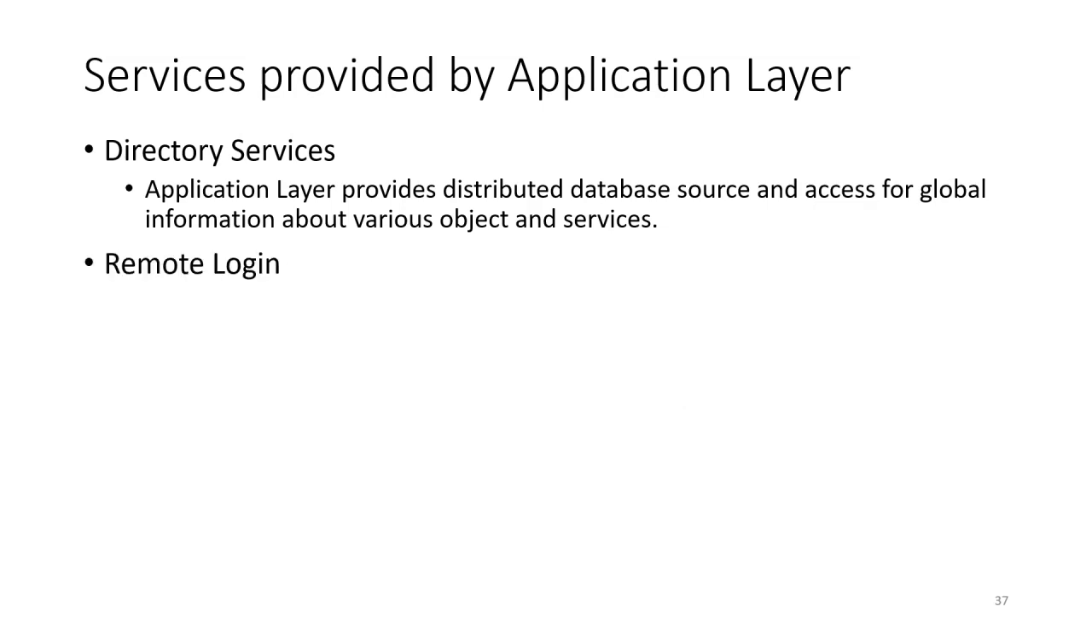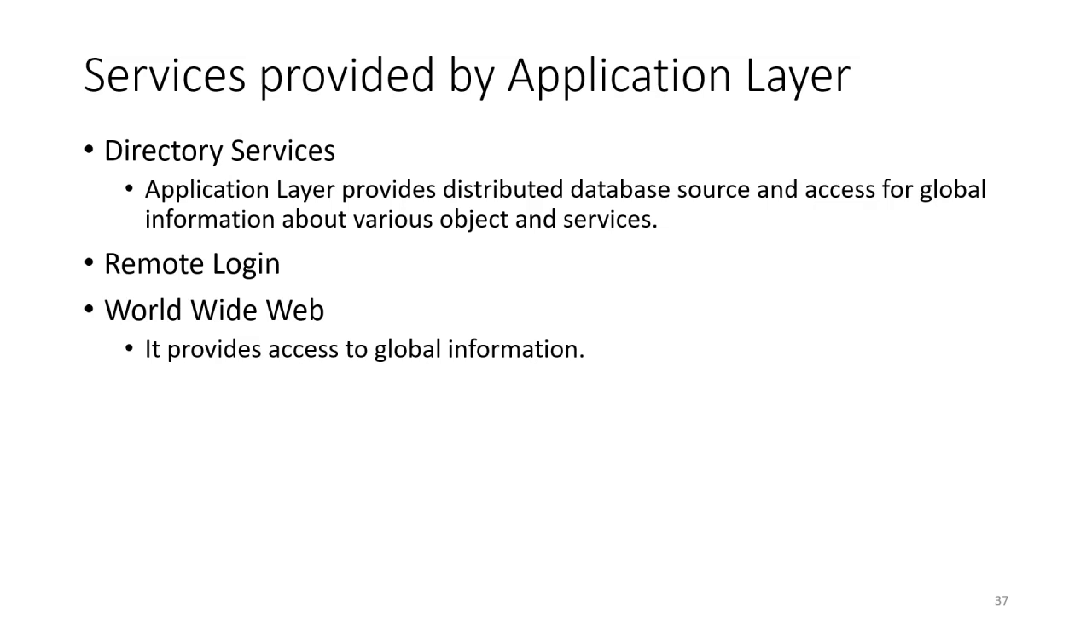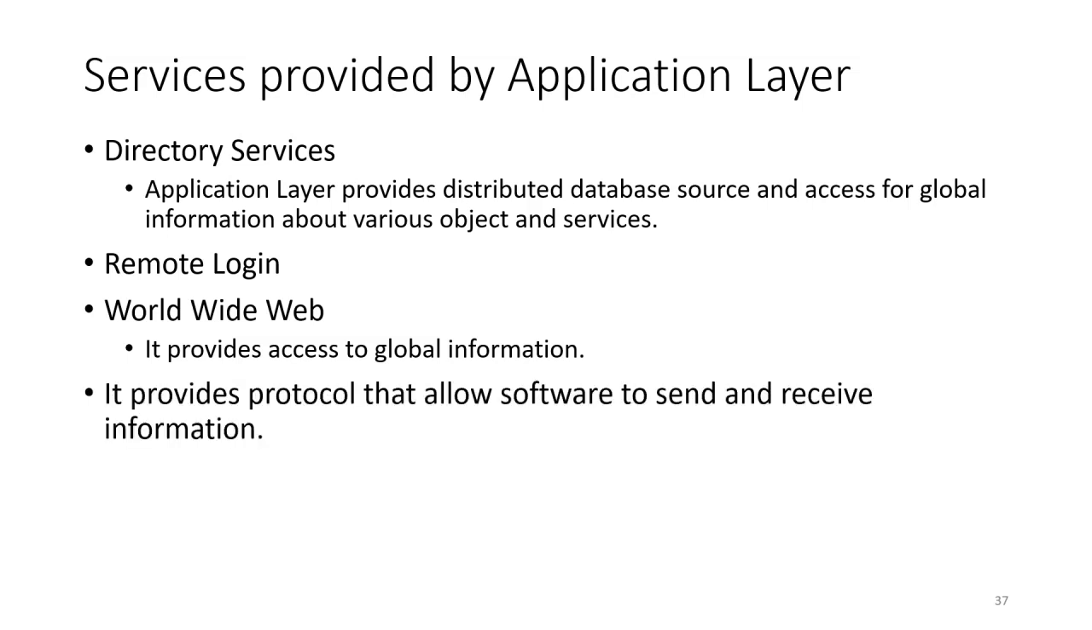Then next is remote logging. As we have seen in the previous services, remote logging is done by accessing the computers on the remote host, and for that, we use several protocols. Then the World Wide Web is there. With the help of the World Wide Web, we can access information globally, or we can post our information globally, that is www. Along with that, the application layer provides protocols that allow software to send and receive information.